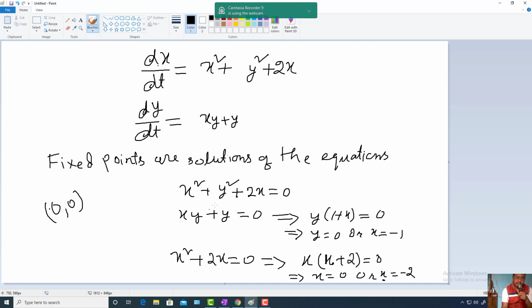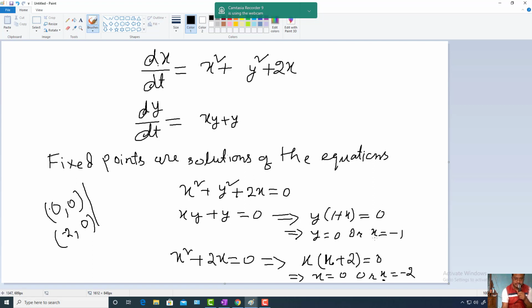So when you put x is equal to 0, y is equal to 0, you get these equations are satisfied. Next, when you take y is equal to 0 and x is equal to minus 2, what do you get? This is going to be a fixed point again. That is also a fixed point. So you have two fixed points when y is equal to 0.